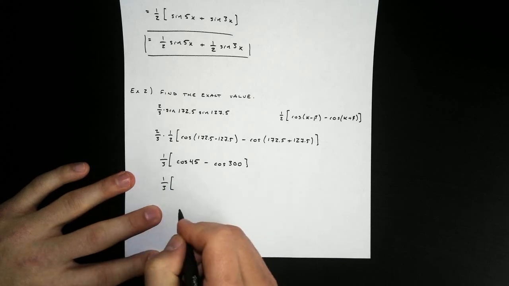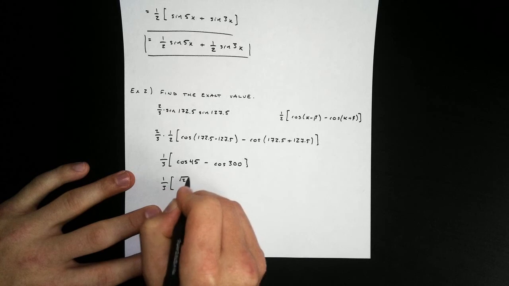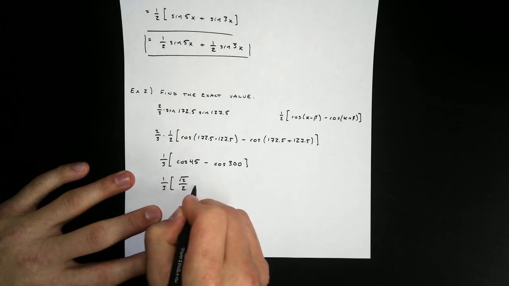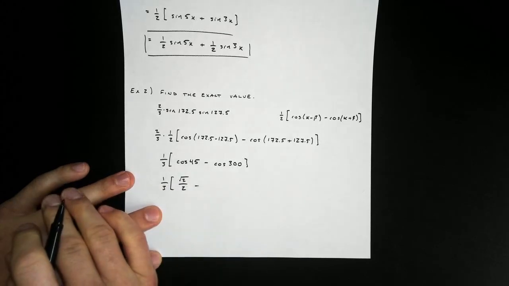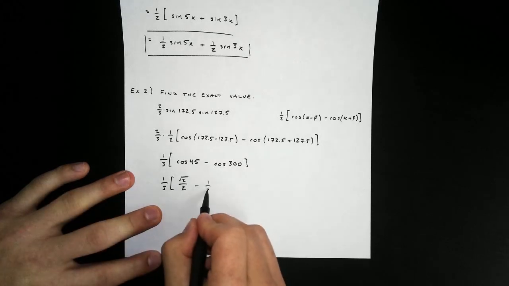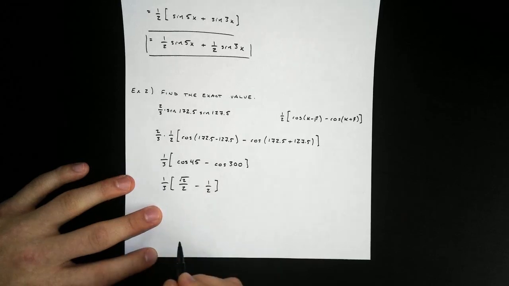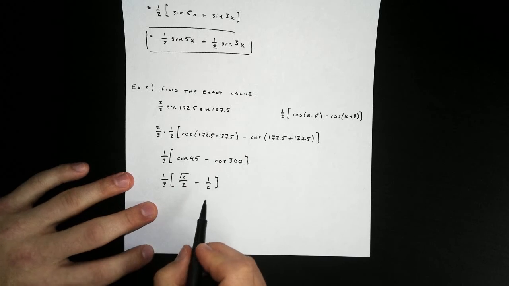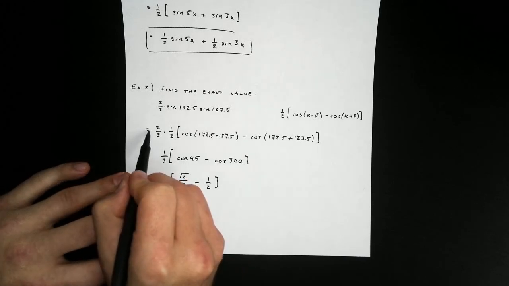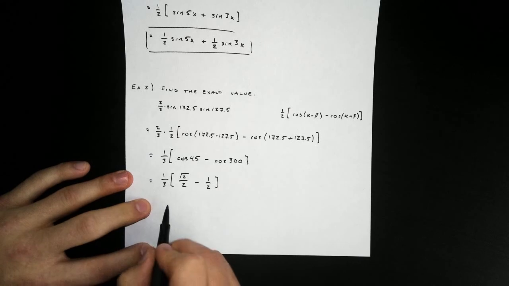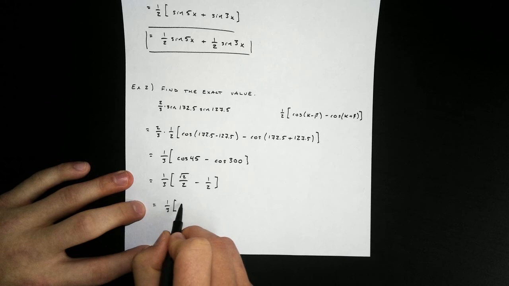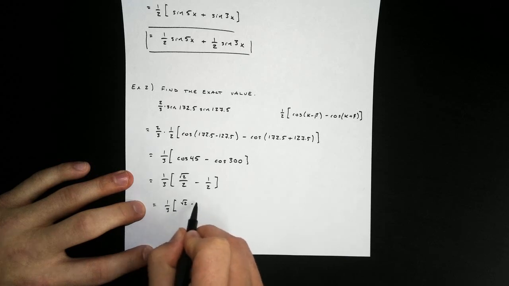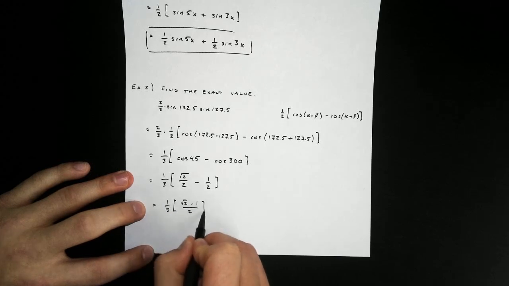So the cosine of 45, that is the square root of 2 over 2, and then minus, let's see, the cosine of 300 is positive 1/2. We do have a common denominator inside, so we can subtract these fractions. So you have 1/3, and then that's going to be times the square root of 2 minus 1 all over 2.